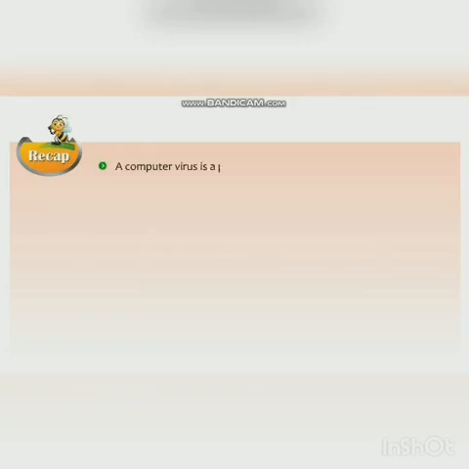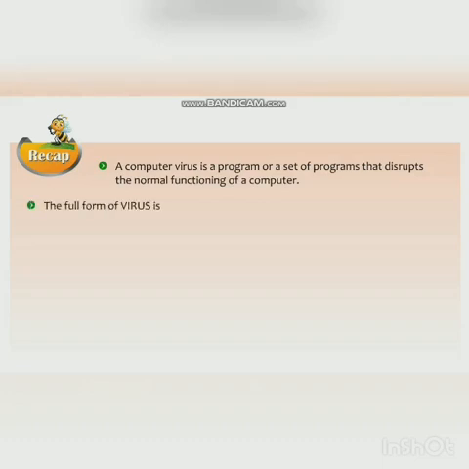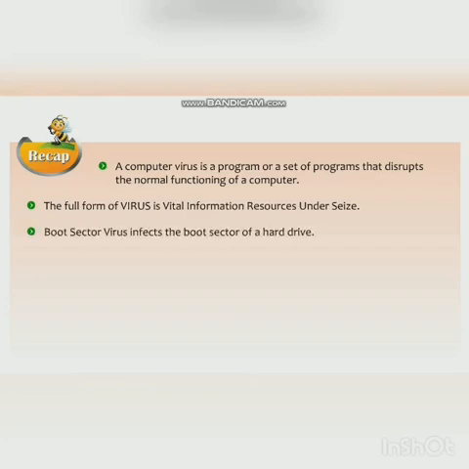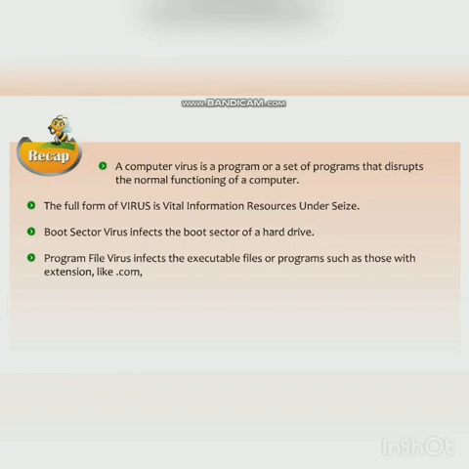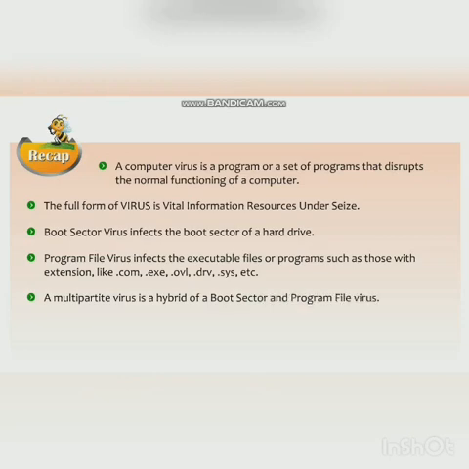Okay students, let us take a recap of this chapter. A computer virus is a program or a set of programs that disrupts the normal functioning of a computer. The full form of virus is Vital Information Resources under Siege. Boot sector virus infects the boot sector of a hard drive. Program file virus infects the executable files of programs such as those with extensions like .com, .exe, .ovl, .drv, .sys, etc. A multipartite virus is a hybrid of a boot sector and program file virus.